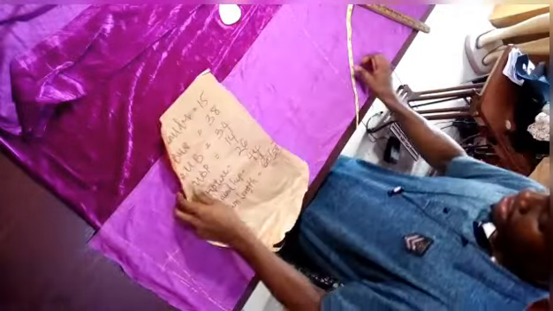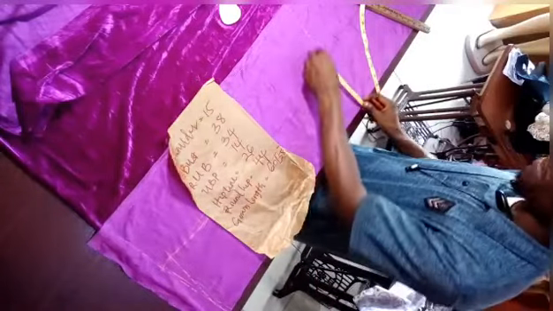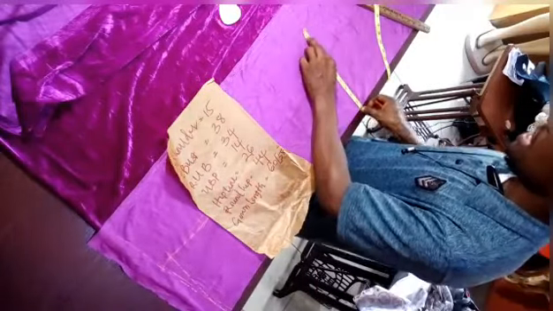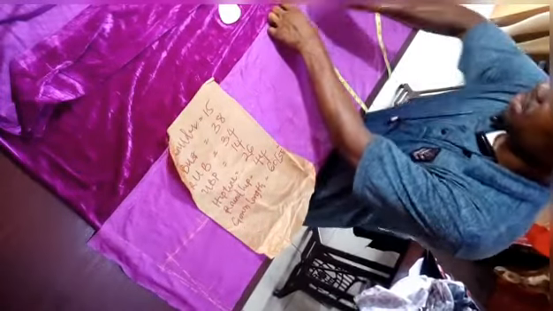Okay, so next is the round hip. So the round hip now is 44 divided by 4, which is 11. So 11 plus 1.5 extra allowance. Okay, so now we are done.